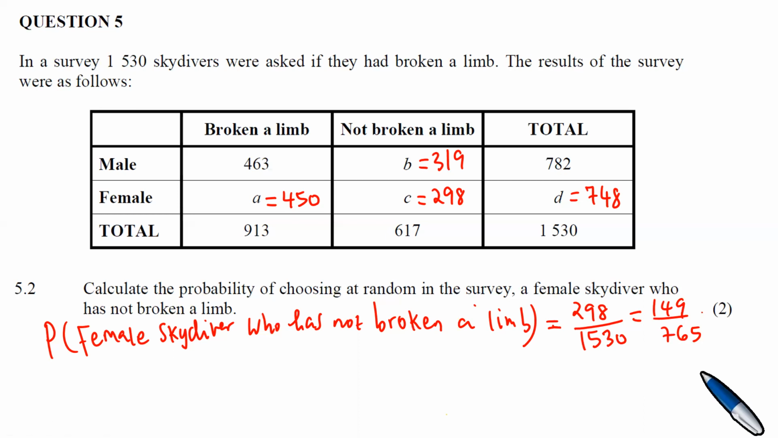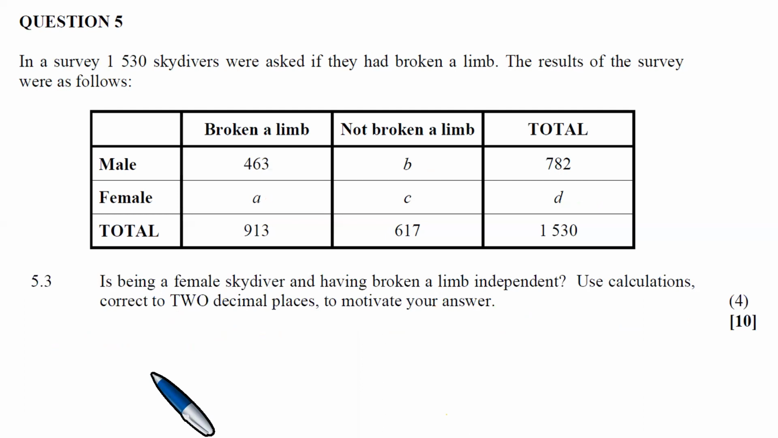Next. So we found a probability here. The next probability is yours. I'm giving it to you to try with me. The same question still persists, and I was just putting the table here to make sure we can fill it in, because the table is the tool we use to organize the information. A is 450, B is 319, C is 298, D is 748.